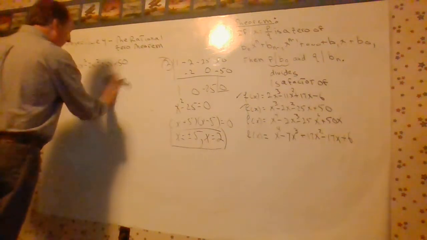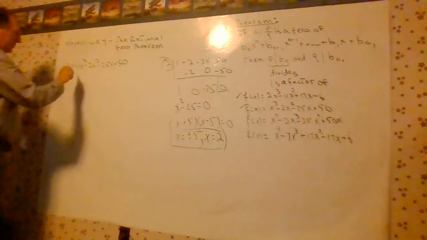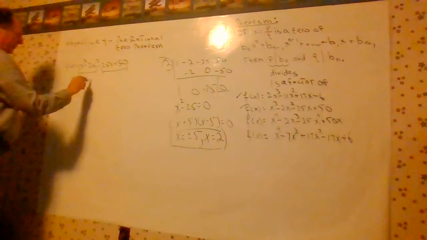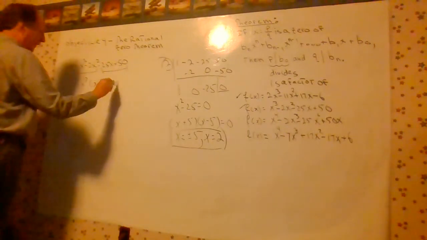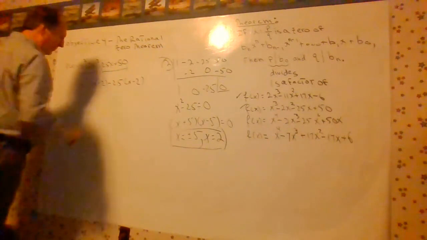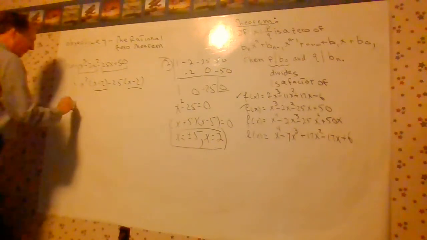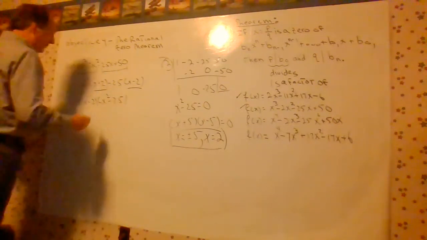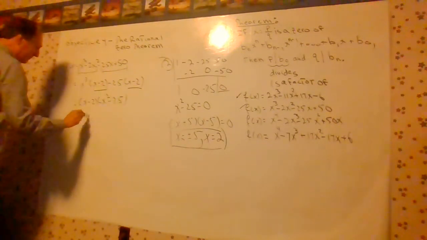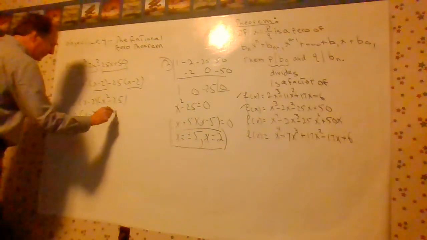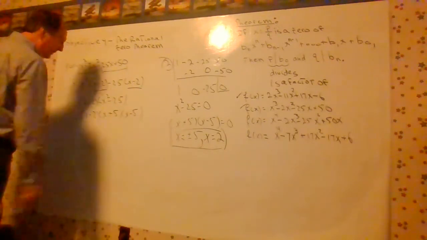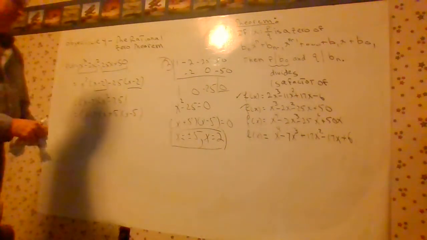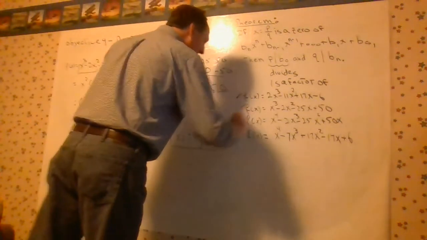One quick note, this polynomial factors by grouping. Not all of them do, some do. You can factor x squared out, minus 25, x minus 2. Factor x minus 2 out. Leaves x squared minus 25. And there you have it. Okay, zeros are 2, negative 5, and 5. Same result. So let's have a look at this one right here.